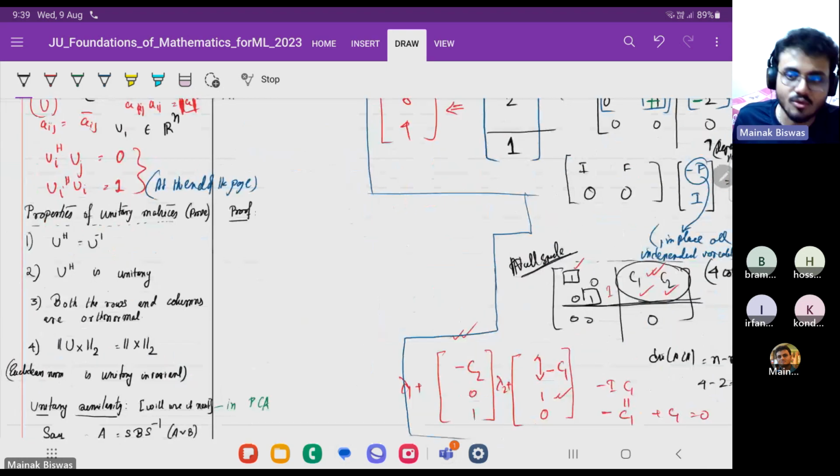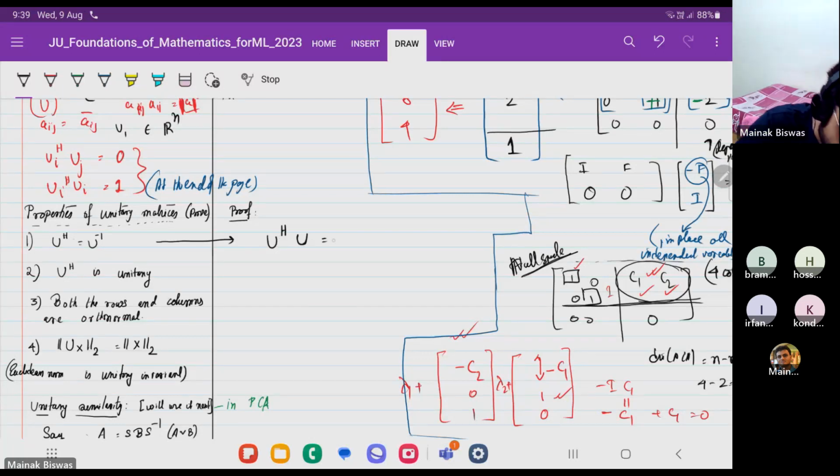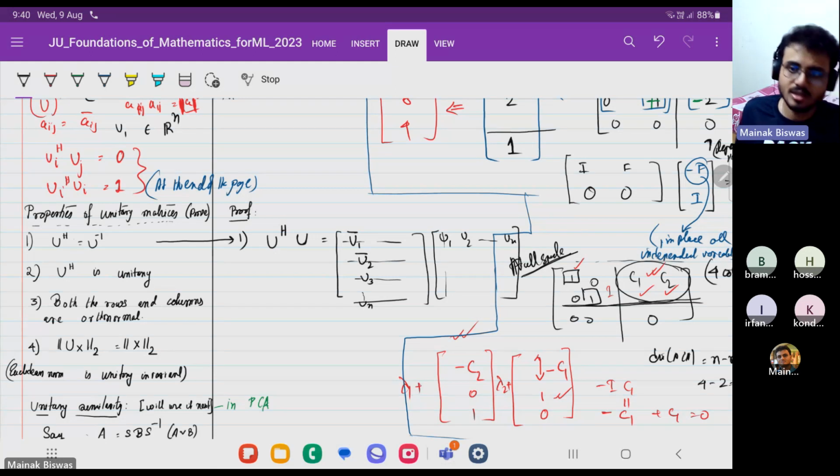So we have shown that for unitary matrices, all the columns are perpendicular. So now you tell me, how will I prove U Hermitian is equal to U inverse? So do you see what will be this? Let's write it down. So this is number 1. U1 bar. Is this okay? Correct?